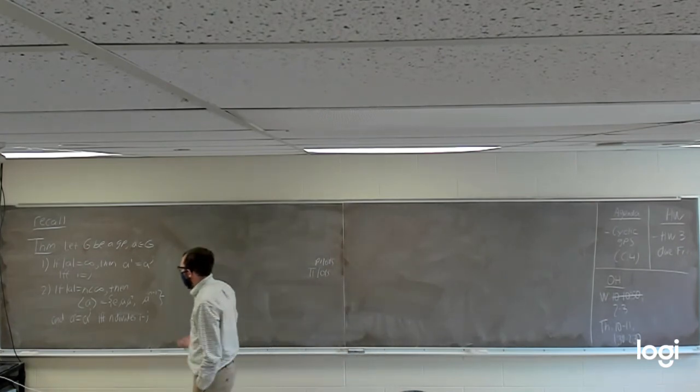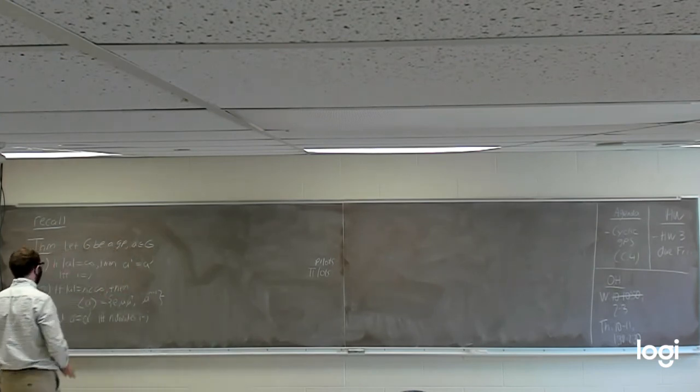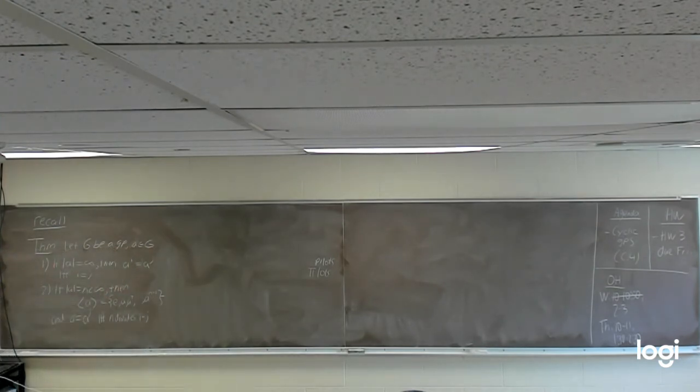Okay, so last time we were looking at this theorem: if G is a group and A is an element of G, and A has infinite order, remember, A having infinite order means that A star A star A star A over and over will never give you the identity element, then A to the I is equal to A to the J if and only if I is equal to J.